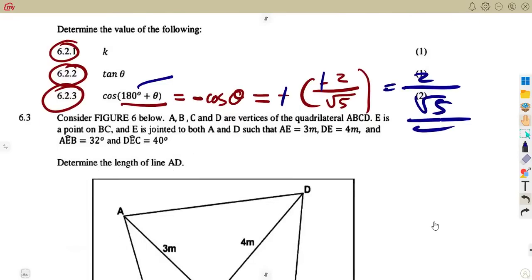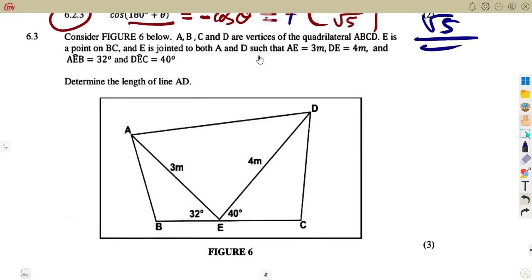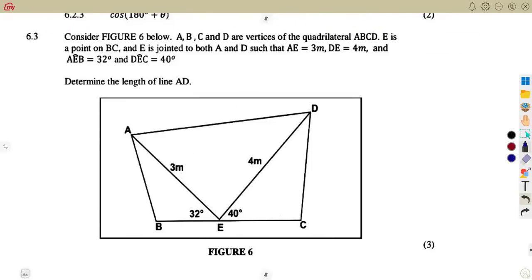All right, then 6.3, we are given, consider Fig 6 below. We've got points A, B, C, the vertices of a quadrilateral. D is a point, and we've got B, C. Determine the length of AD, sorry, the length of AD, this one, AD.